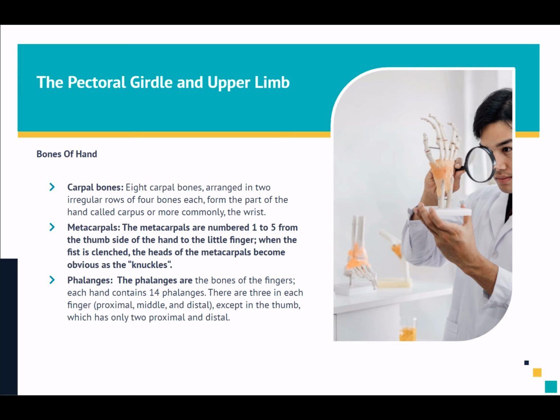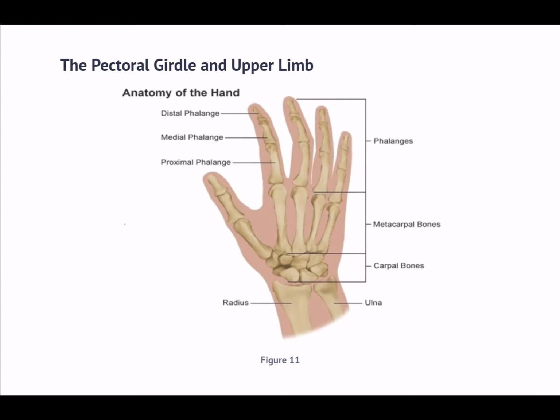Phalanges. The phalanges are the bones of the fingers. Each hand contains 14 phalanges. There are 3 in each finger, proximal, middle, and distal, except in the thumb, which has only 2, proximal and distal. Figure 11.